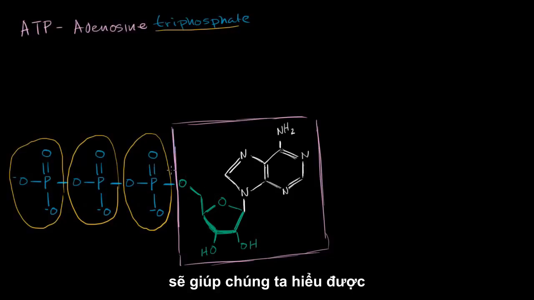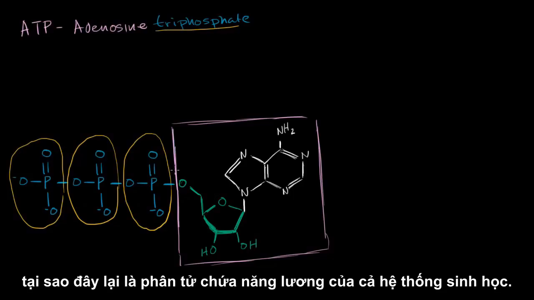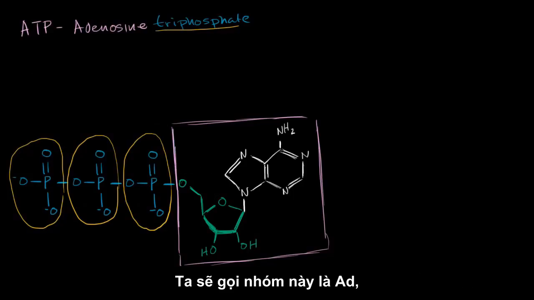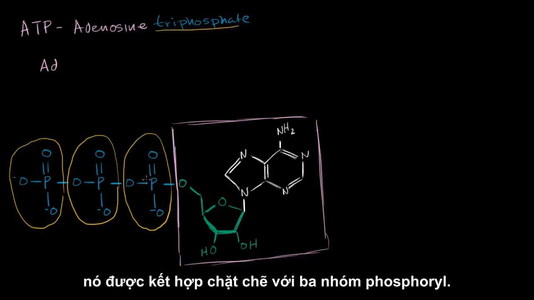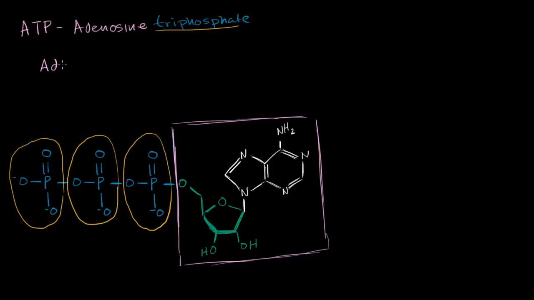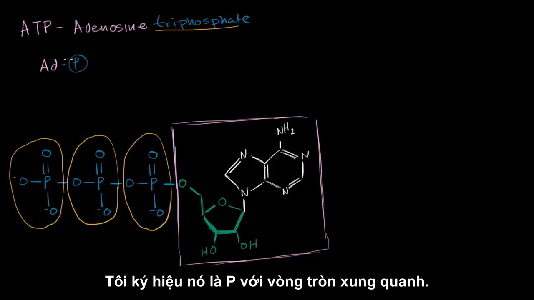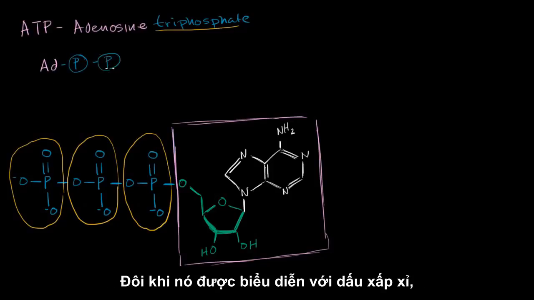So one way that you can conceptualize this molecule, which will make it a little bit easier to understand how it's a store of energy in biological systems, is to represent this whole adenosine group. Let's just represent that as an A. Actually, let's make it that an AD. And then let's just show it bonded to the 3 phosphoryl groups. And I'll make those with a P and a circle around it. So you could do it like that.